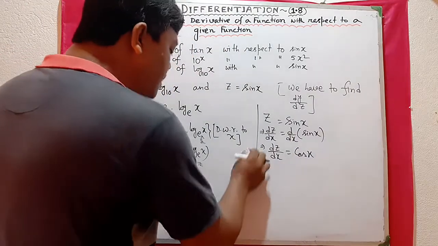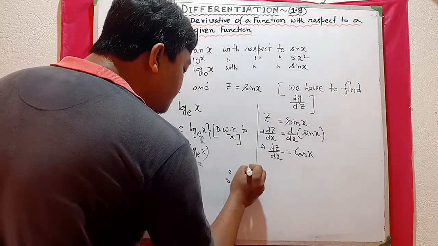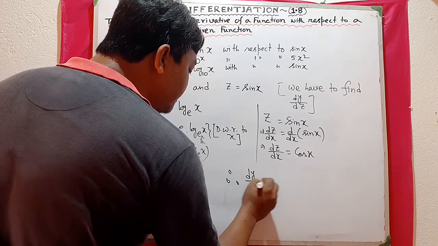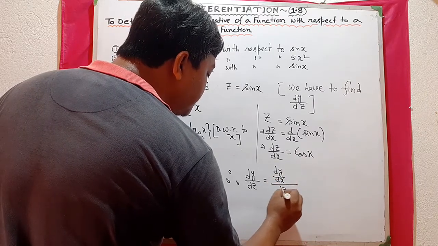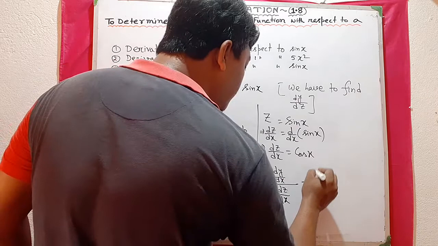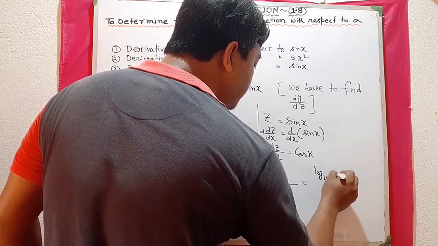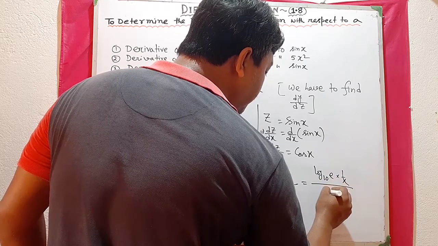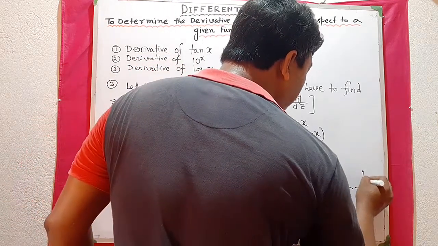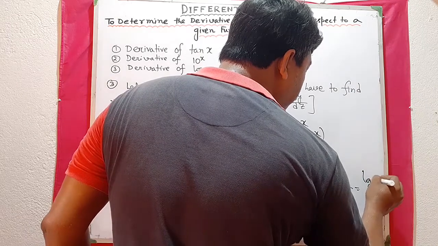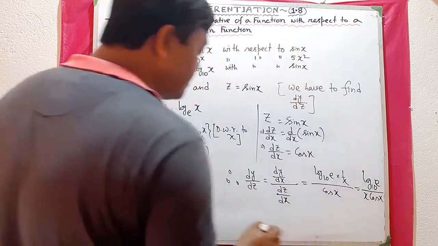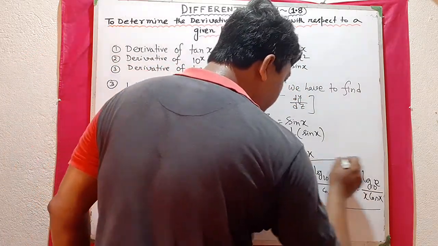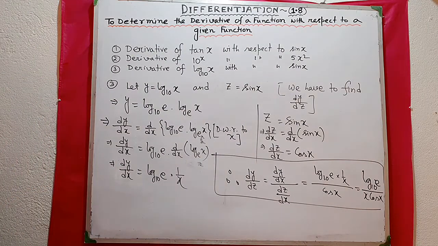So now therefore dy/dz equals dy/dx by dz/dx, and now we put the value log 10 base e into 1 by x by cosine x. So that gives log 10 base e by x cosine x. That is our required answer. Okay, clear?